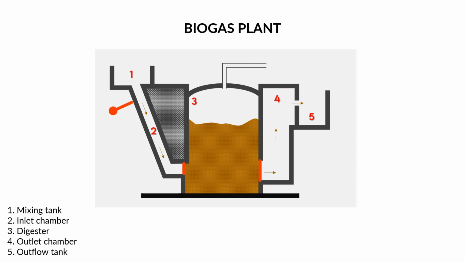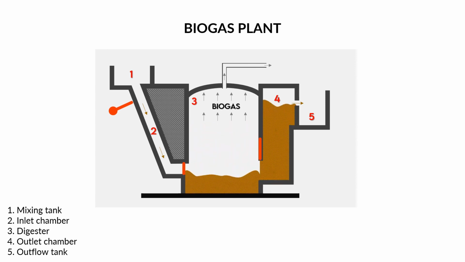This process is important because this is the time the microbes do their job in producing biogas by decomposing or fermenting the biomass in the presence of water. As the pressure increases inside the digester, biogas is collected and the spent slurry is moved into the outlet chamber. Once the spent slurry overflows into the outflow tank, it can manually be removed and used as manure for plants.